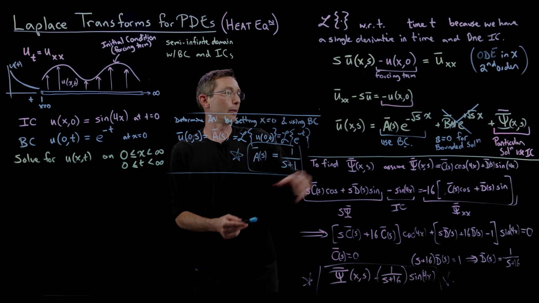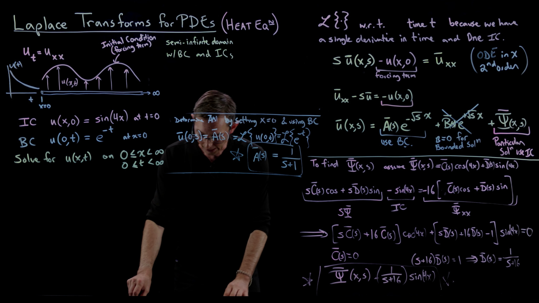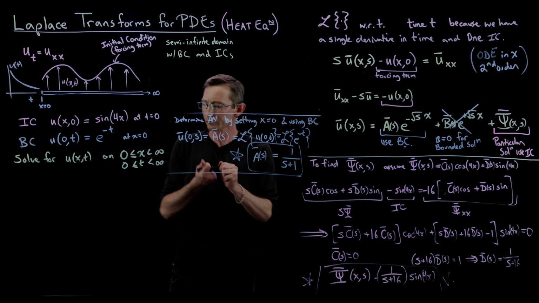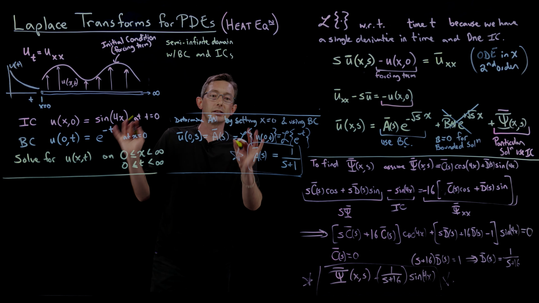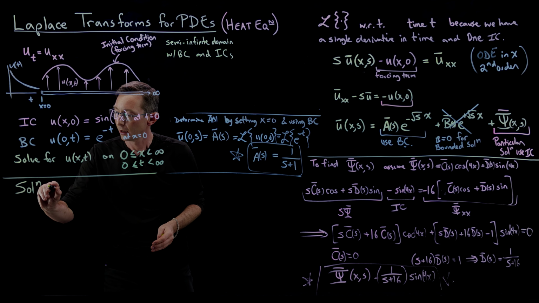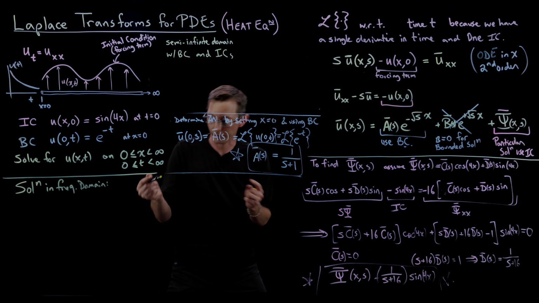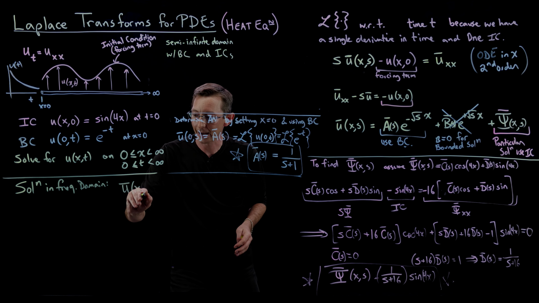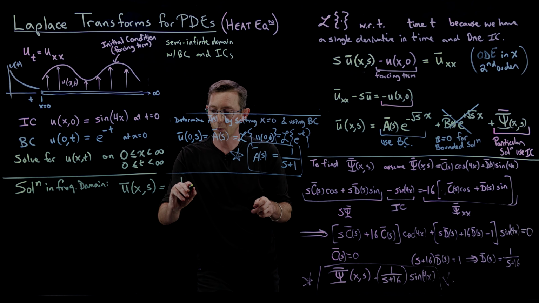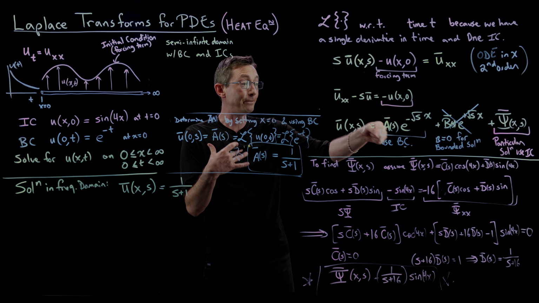So now I have my homogeneous solution and my particular solution, and I can combine them. Okay, so this is the last step. I'm done after this, so don't panic. We're basically done. So now what we have is the solution in the frequency domain, and I'm just going to write this out: u bar of x comma s equals the homogeneous solution, which is 1 over s plus 1. And now you see why this undetermined coefficient is a function of the Laplace variable s.